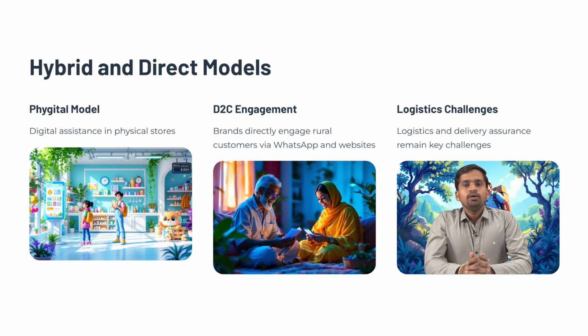Another evolving model is direct to consumer. Here, brands sell directly to rural customers, often via websites or WhatsApp, bypassing traditional intermediaries. This offers better control and customer relationships but makes logistics a key challenge.